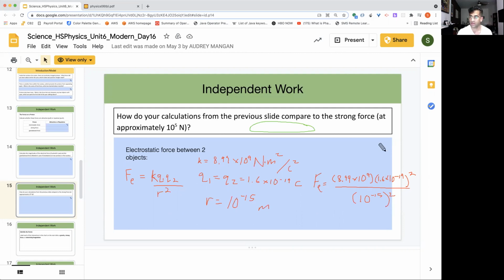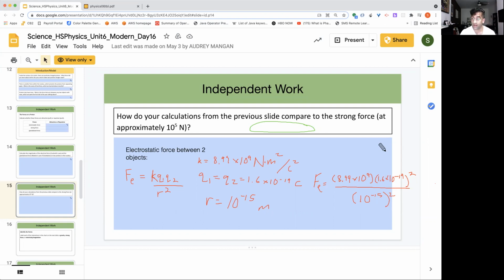Okay, and if we do this calculation, I'm going to do it right now. I'd like you to do it along with me. All right, so plug in 8.99 times 10 to the 9th times 1.6, sorry, 1.6 times 10 to the negative 19th squared. That's going to equal roughly 2.3 times 10 to the negative 28th.